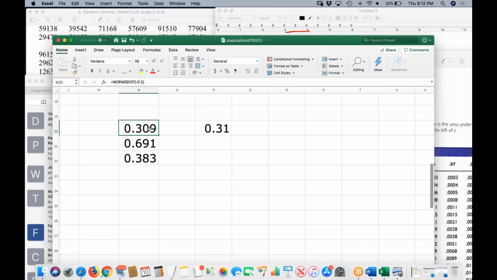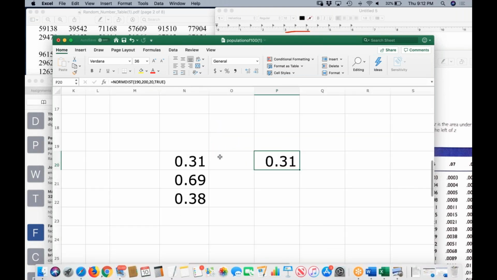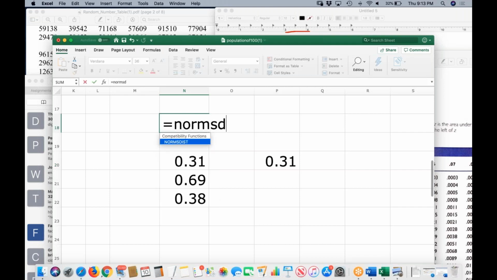If you double click on that cell, your function will come up. Excel is always tough on point 31. It shows NORM.S.DIST with negative 0.5. I didn't understand the difference between the two. With NORM.S.DIST, I put the Z-score in, which was negative 0.5, and I got that value. Over here, I put in NORM.DIST, the value x, 190, the mean, 200, the standard deviation, 20, and true, and I got the same thing.